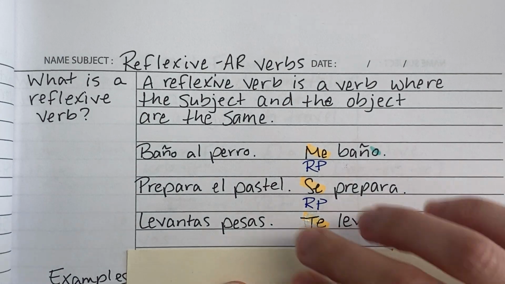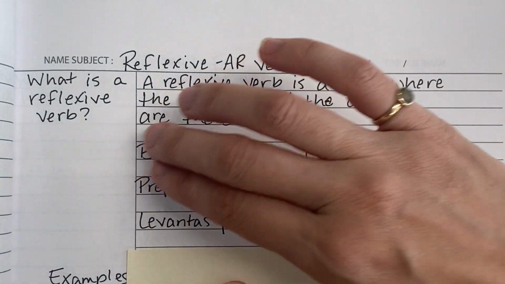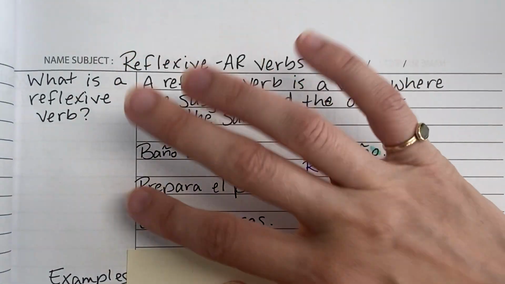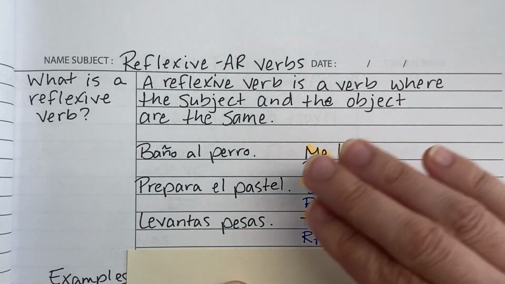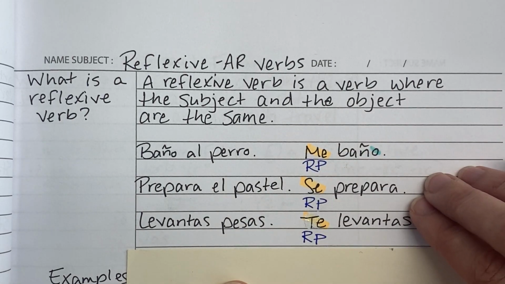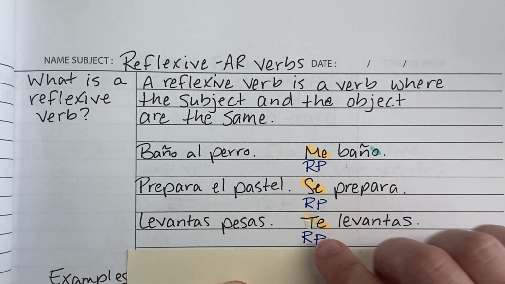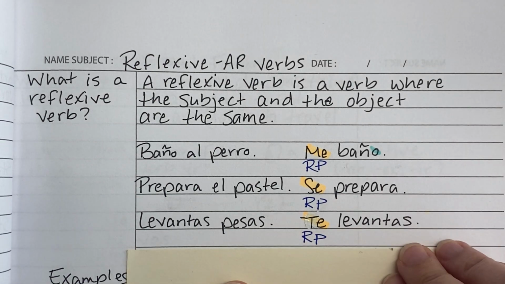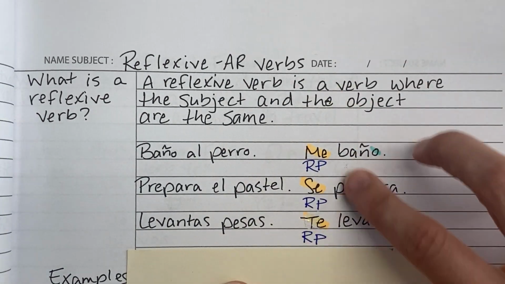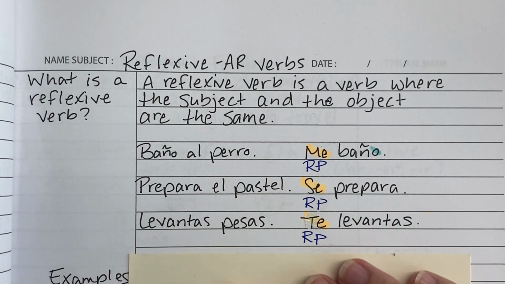Okay, so if the subject and object are different, I bathe the dog, he prepares the cake, you lift weights, we don't have the reflexive pronoun. If the subject and object are the same, I bathe myself, he or she prepares him or herself or gets ready, you lift yourself up, or we might say you get up. They're the same, then we need these reflexive pronouns.